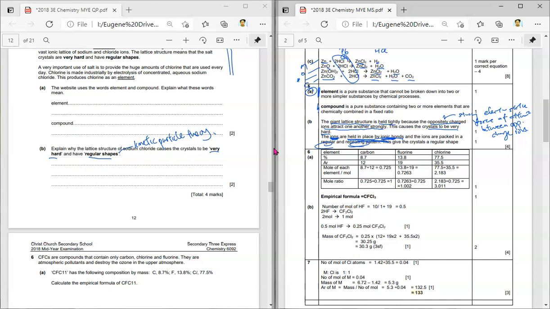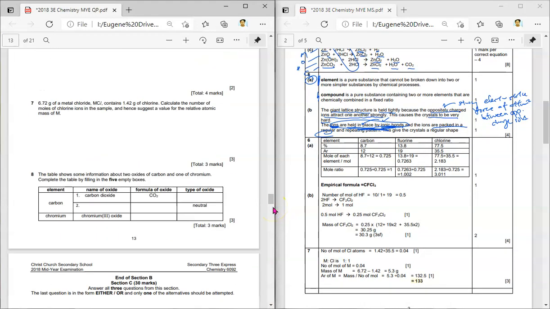Generally, if you tell me about these strong ionic bonds, that they are held in place, I think we can give you that mark already. But you need to conclude it: that's why the ions are held in a regular and repeating pattern. If you didn't write the repeating pattern, I think it's fine. But the key idea is that because they're held in place, they give a regular shape. Just take note of that. Okay, next.